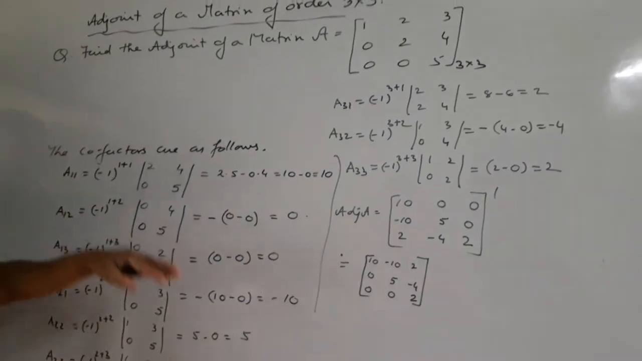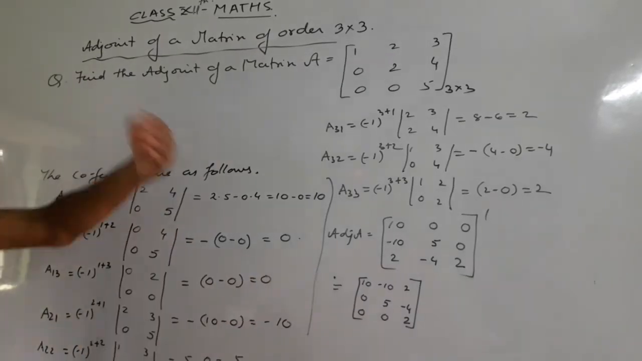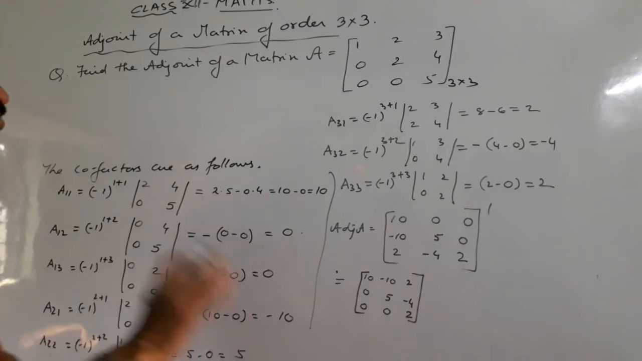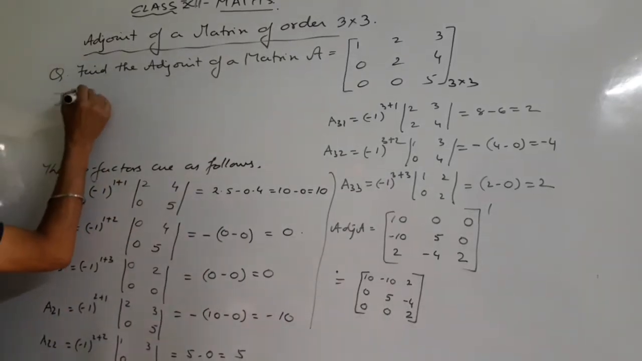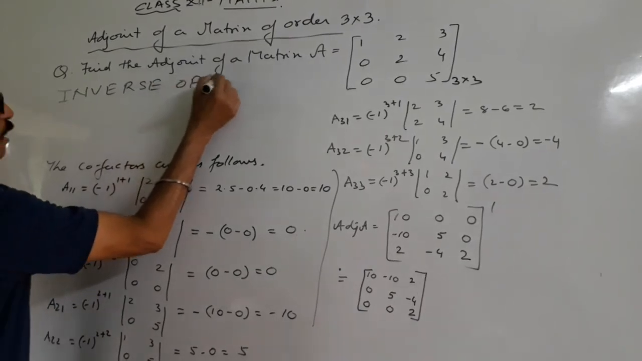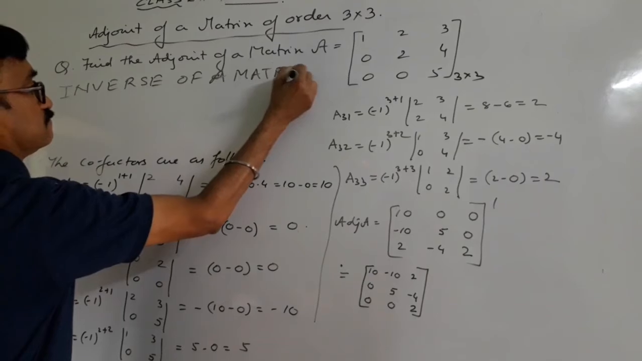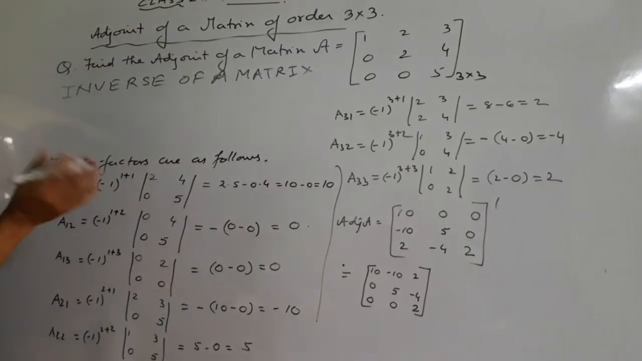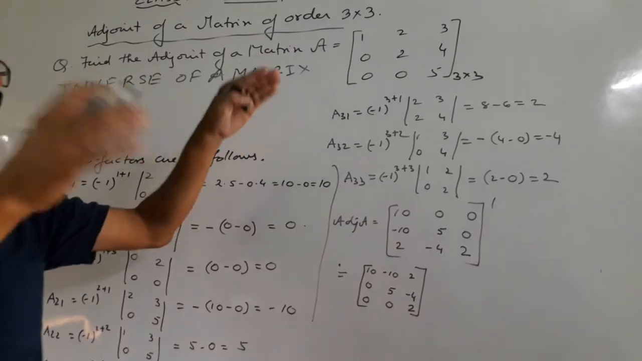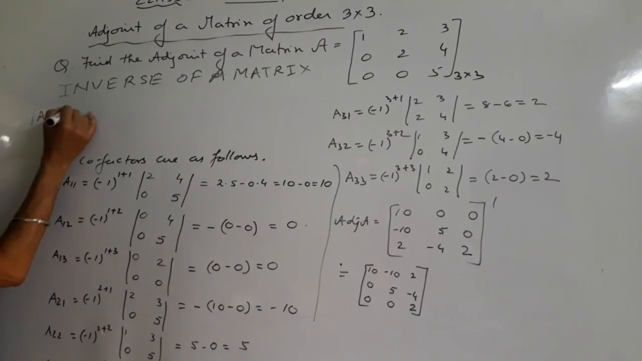Now as in the previous question, after calculating the adjoint, I have explained how to calculate the inverse of it. The process is the same. So now the inverse of a matrix. Whenever you have to calculate the inverse of a matrix, you have to calculate the determinant value of it. Now I am going to calculate the determinant value.